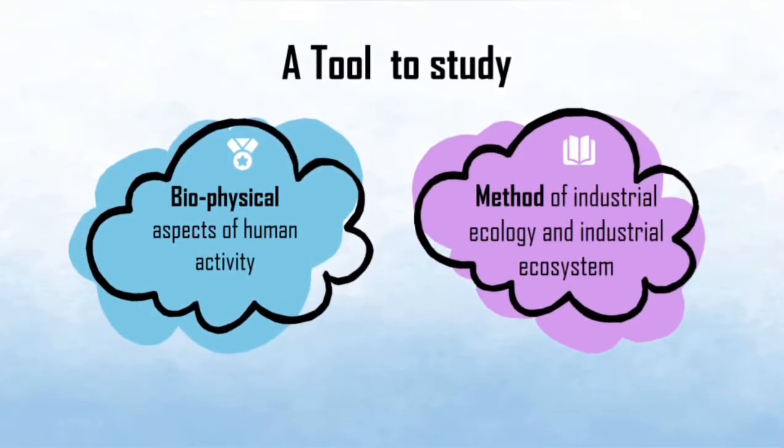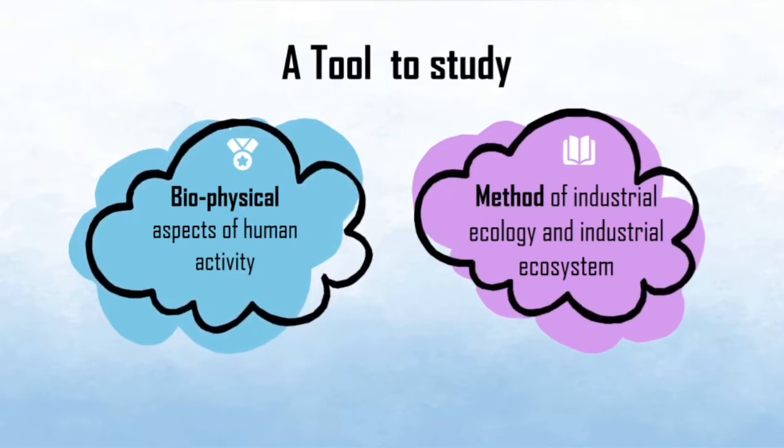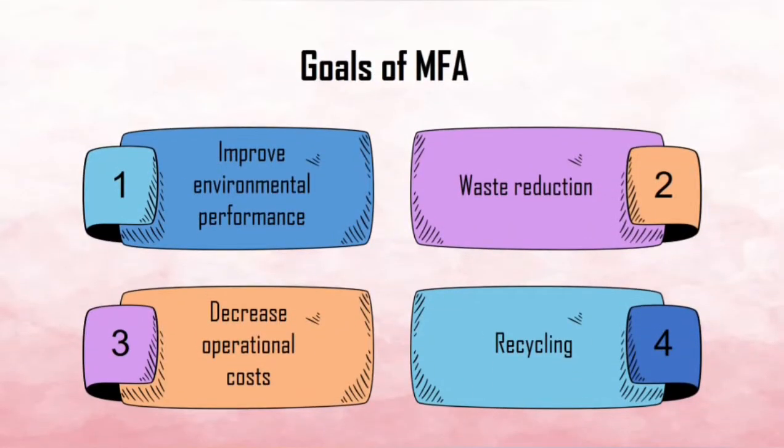MFA is an important tool to study the biophysical aspects of human activity, a method of industrial ecology and industrial ecosystems. For your information, there are various goals of MFA, which are: first, improve environmental performance; second, waste reduction; third, decrease operational costs; and fourth, recycling.